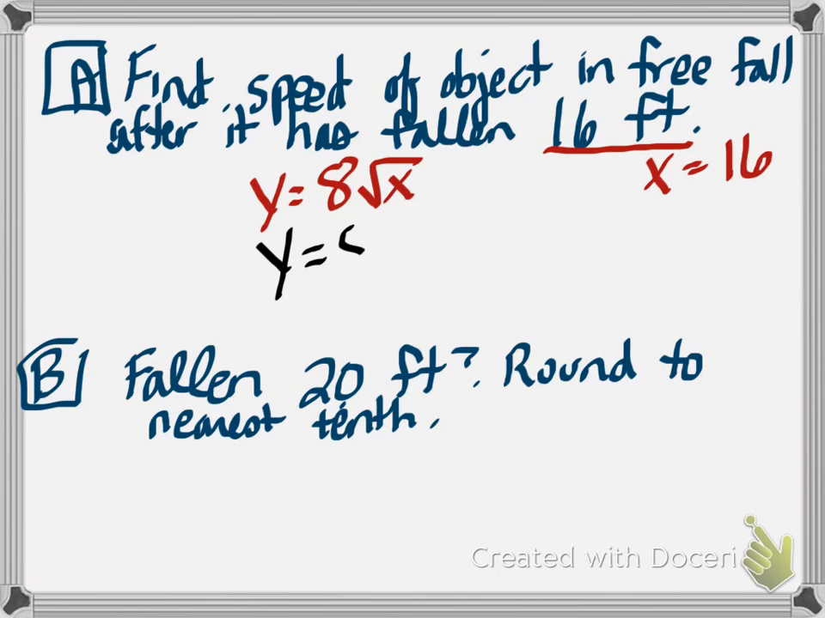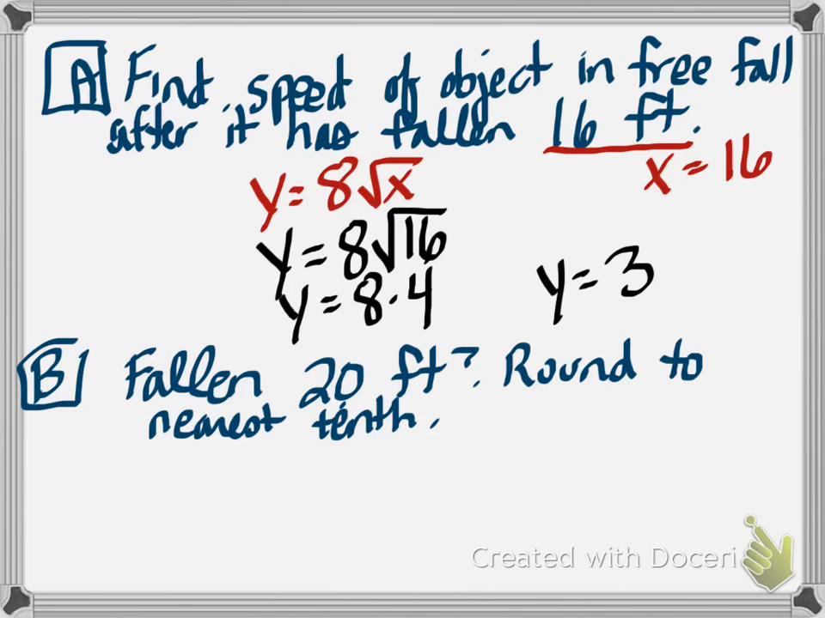Y equals 8 times the square root of 16. Well, first let's do this part. What is the square root of 16? That's 4. 8 times 4 gives me 32. So the speed of the object is 32 feet per second.